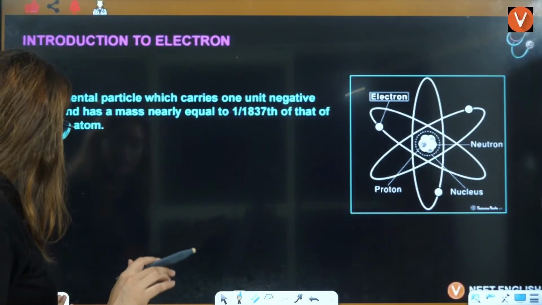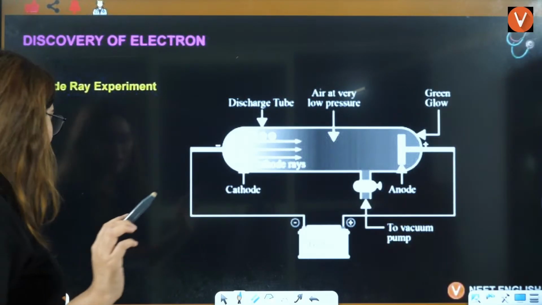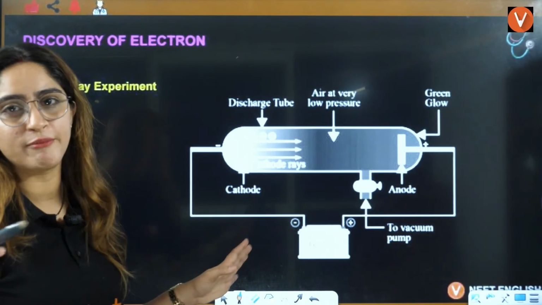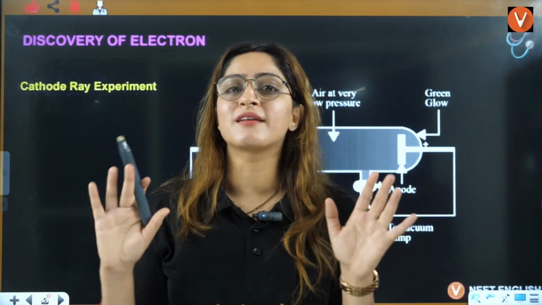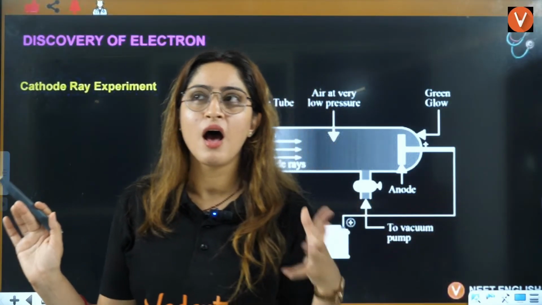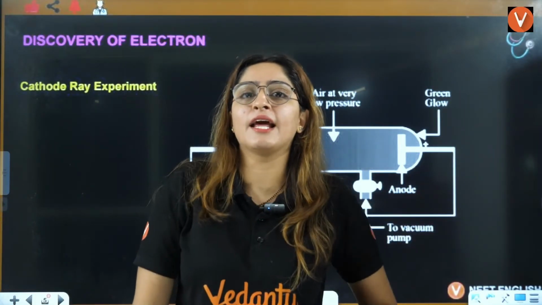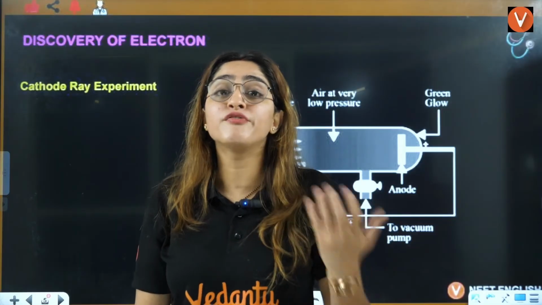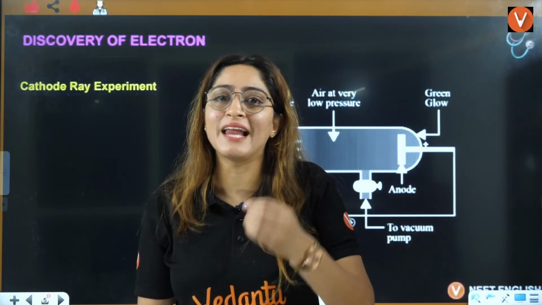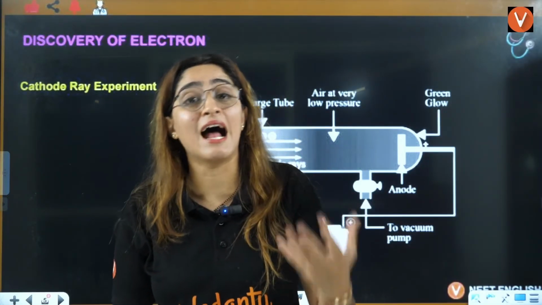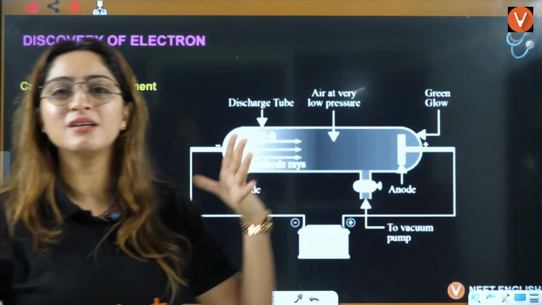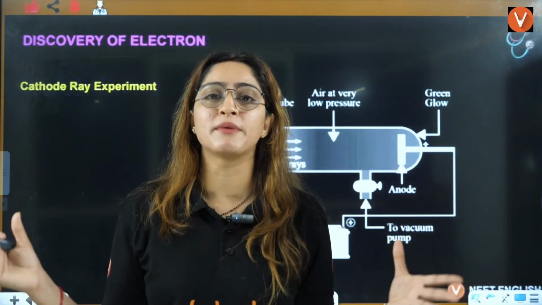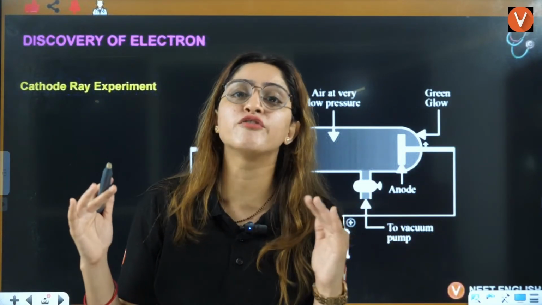But just remember that Stoney named these electrons, and he said that these electrons are negatively charged. Now, how did Stoney get an idea that electrons are negatively charged? In the first place, how did he get to know that electrons are there in the atom, right? So at that time, these discharge tube experiments were very famous, like very famous.